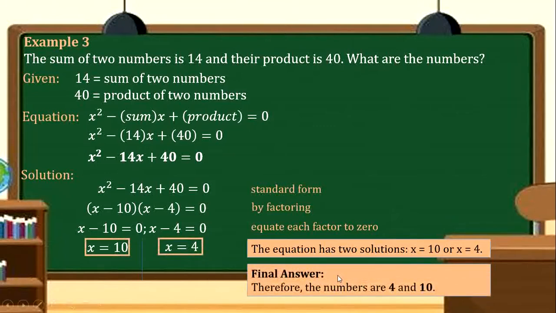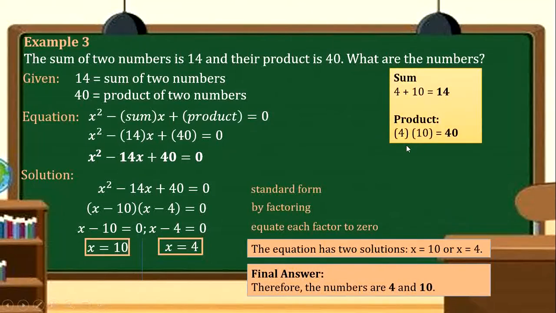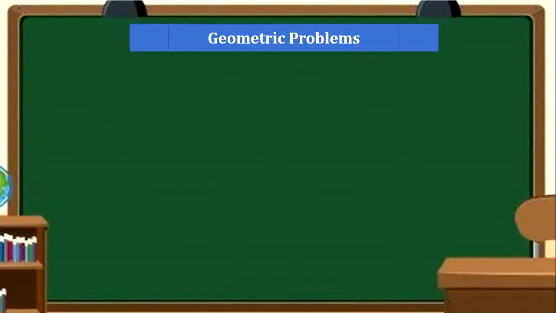So, therefore, the final answer, we have 4 and 10. Si 4 and 10 kapag inadd natin, ang sum niya 14. So, tama. And then, si 4 and 10 kapag minultiply, ang product niya ay 40. So, tama lang dito sa given natin na 14 yung sum ng two numbers and then 40 yung product naman ng two numbers. So, let us have now geometric problems.